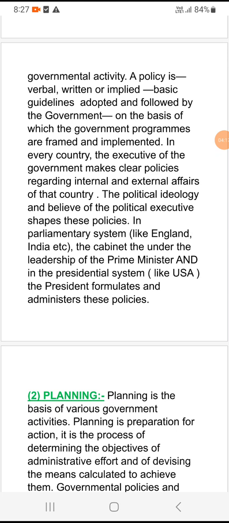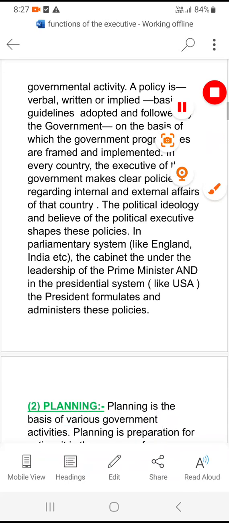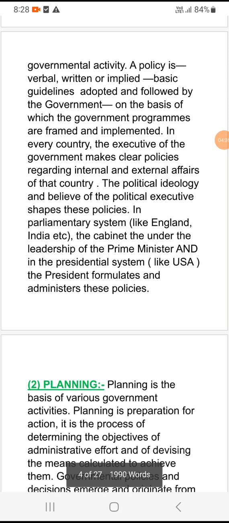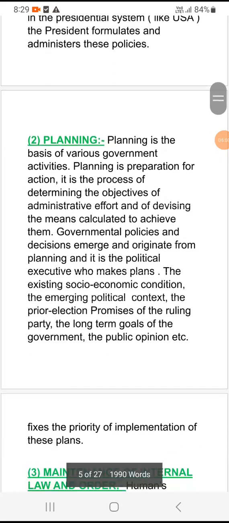The policies taken by a liberal state and a socialist state are different. So, political ideology fixes the policies of the government. In parliamentary systems like England and India, the cabinet under the leadership of the prime minister, and in presidential systems like USA, the president, formulates and administers these policies.